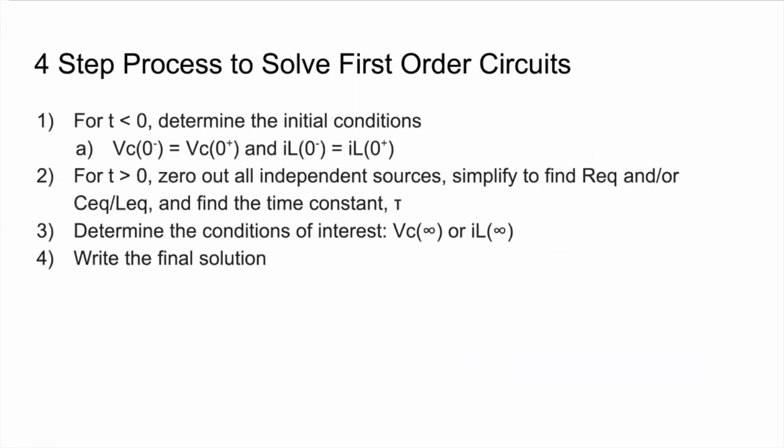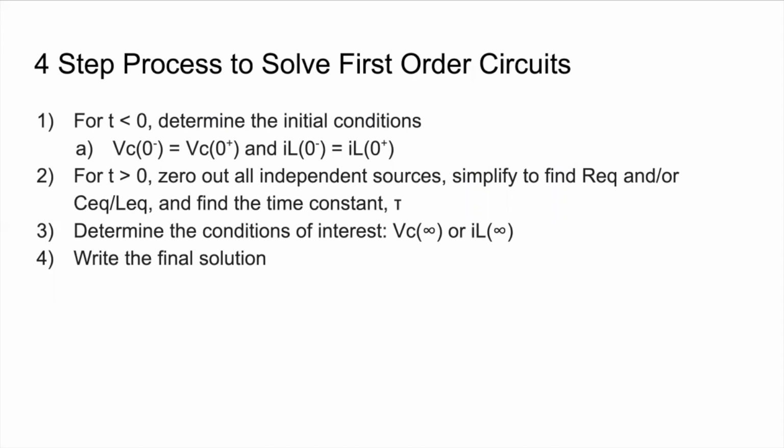So all in all, there is a 4-step process to solving first-order circuits. Step 1, for time t less than 0, determine the initial conditions. So for your responses of interest, that would be the voltage across the capacitor or the current across the inductor. Remember that these two values cannot change instantaneously, so their values from before 0 are also equal to their values for right after 0.